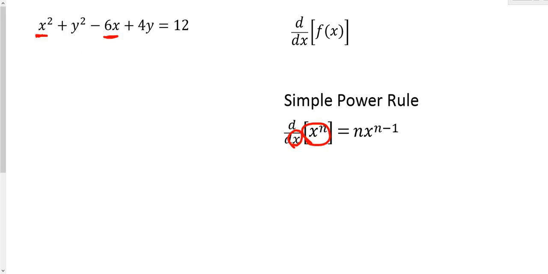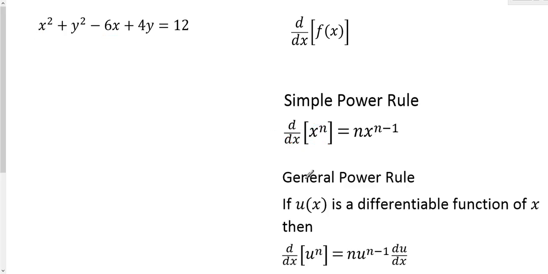But for these two terms here, in this case, we're going to have to use the general power rule because in those two cases, even though we have a power of a variable, the variable we have the power of is not the independent variable. We're trying to find the derivative with respect to x.